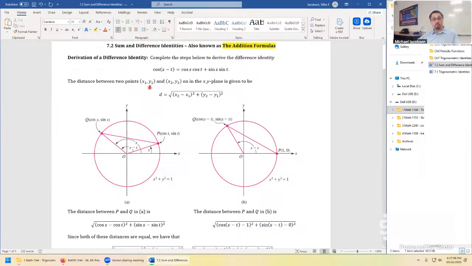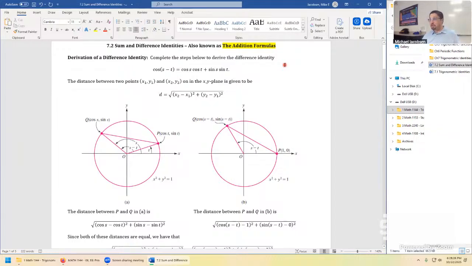The distance between two points in the plane, x1, y1 and x2, y2, equals the square root of the difference in the x-coordinates squared plus the difference in the y-coordinates squared. So we'll use this formula twice. Now I have two interesting diagrams here, the part A diagram and the part B diagram. We're going to apply the distance formula between the points P and Q on both diagrams.